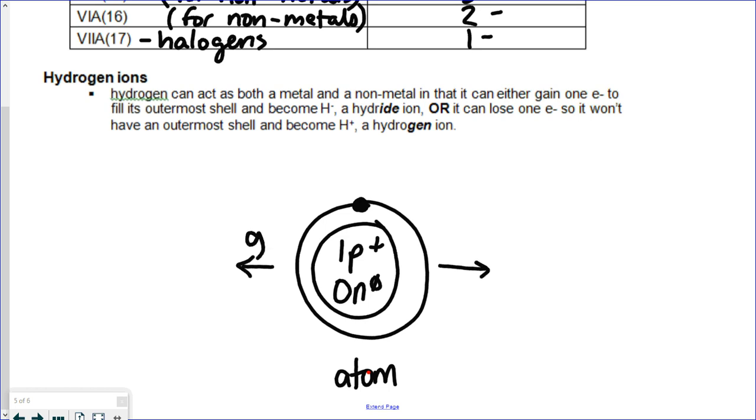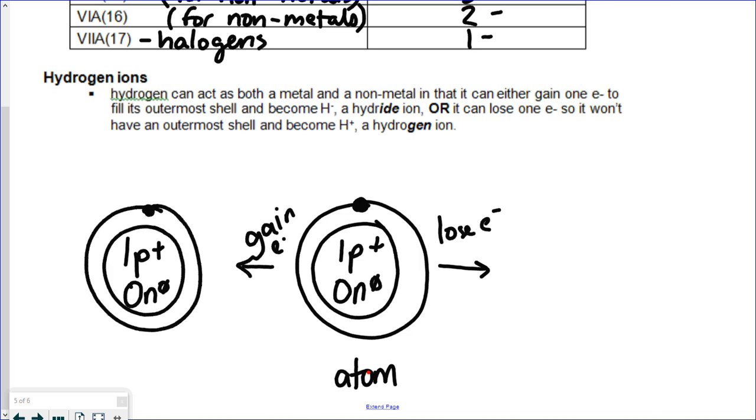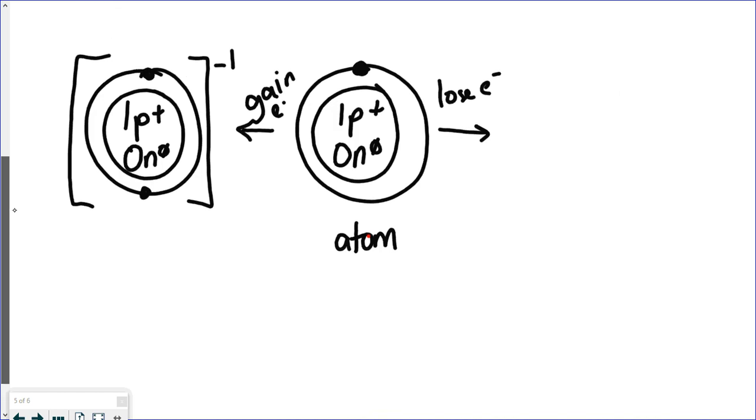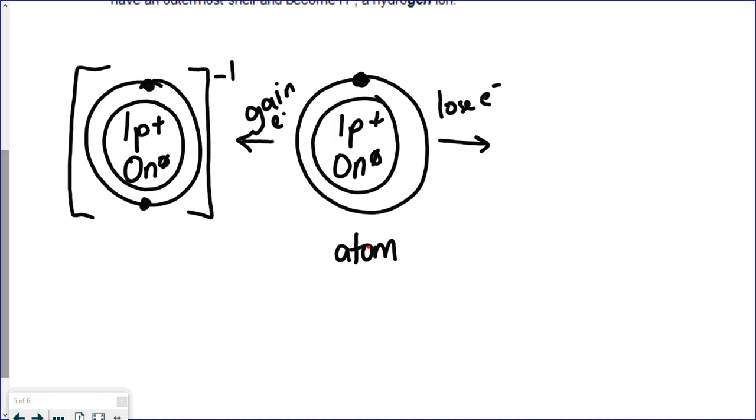It can either gain an electron or it can lose an electron. If it gains an electron, it still has no neutrons, still has the same number of protons. Now it has a -1 charge. It has a full valence shell. Remember, that innermost shell only fits 2 electrons, so it is full, in that it has 2 out of 2.